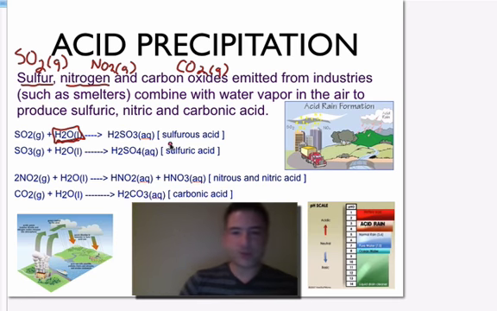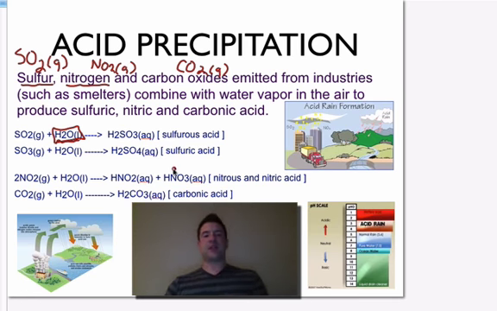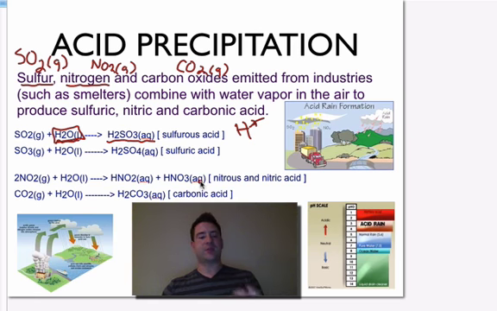And so if we take a look, if sulfur dioxide gas reacts with water vapor in the air, it's going to produce sulfurous acid. And so that's H2SO3. Now remember, acids have an excess of hydrogen ions. So that's this H plus right here. And remember, to neutralize it, we can add a base, and that'll form water and neutralize the solution.